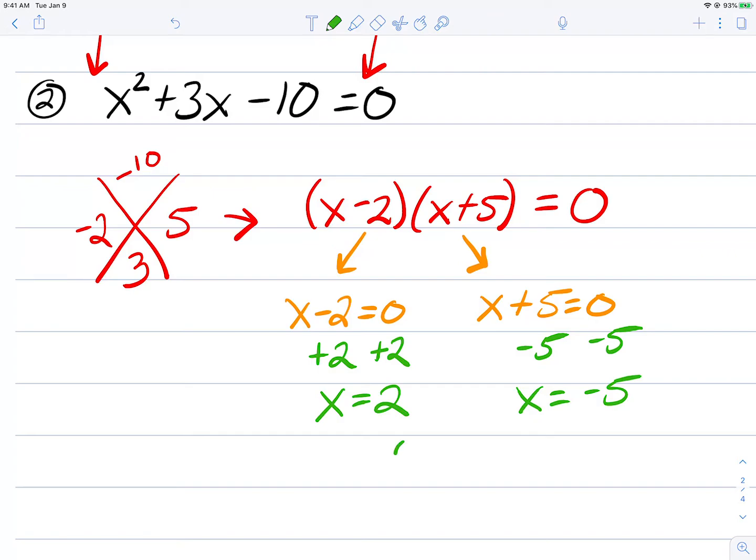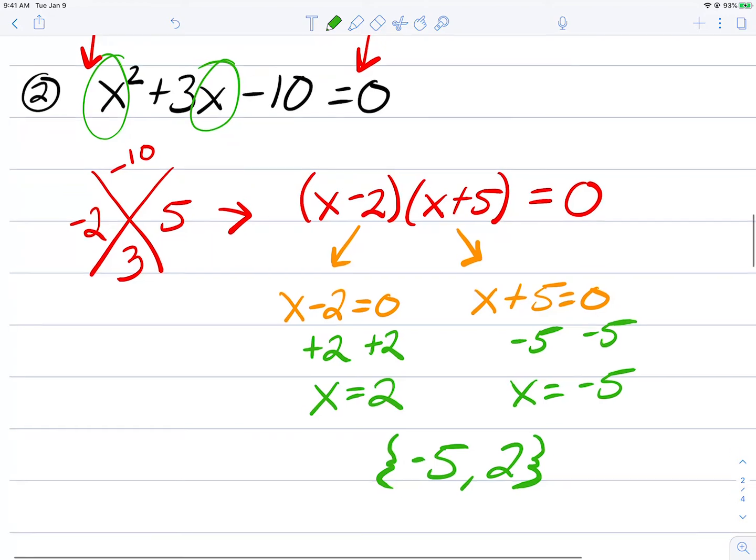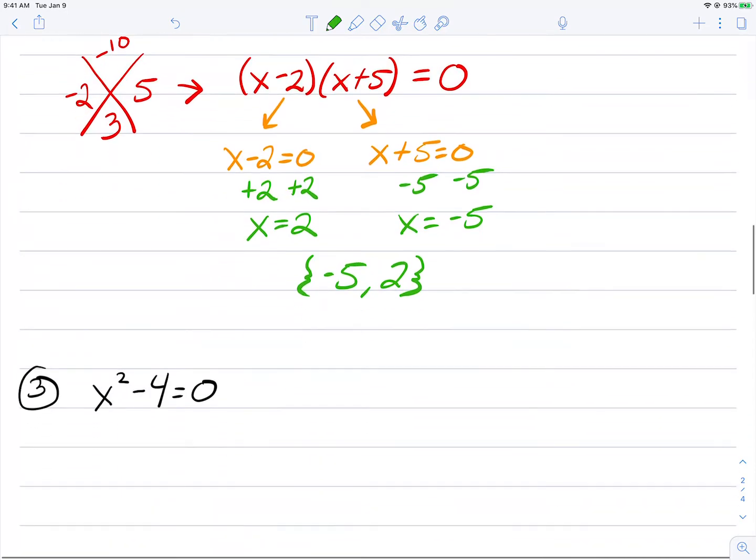Which means my answer is the set of numbers that includes negative 5 and 2. So those are the only two numbers that if I plugged them in for x in the original equation, I could get an answer of 0. So there's actually two answers that give us an answer of 0. Okay, let's try another one.